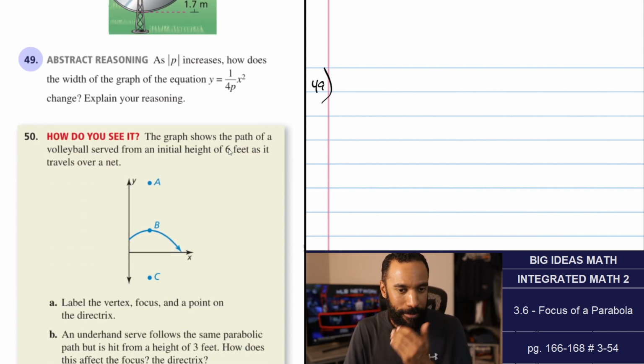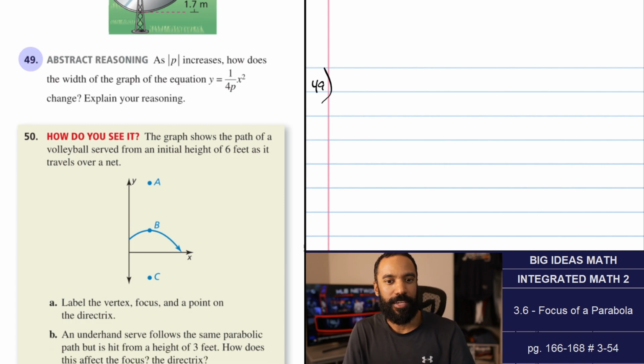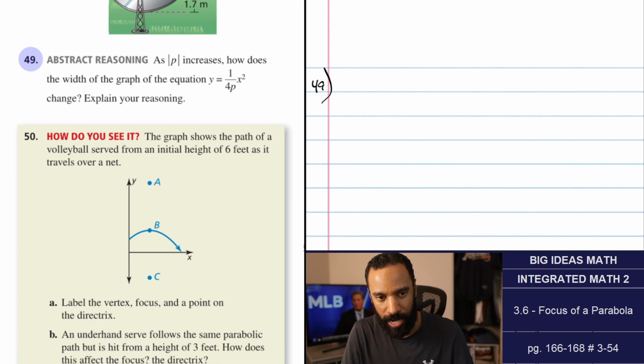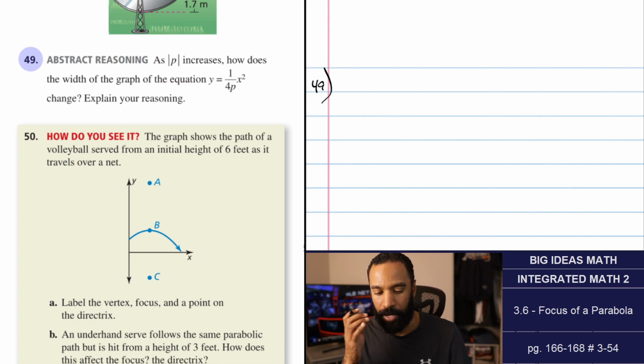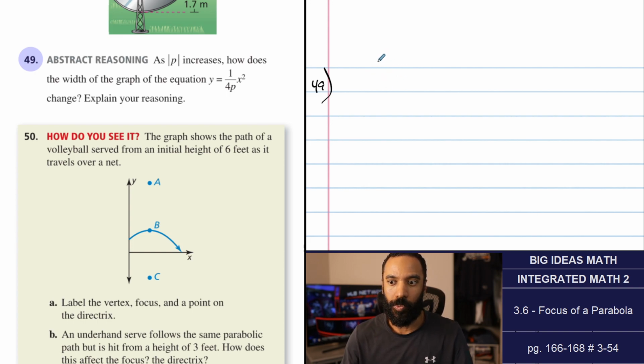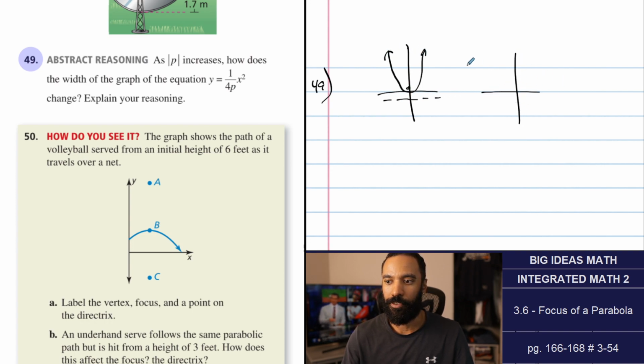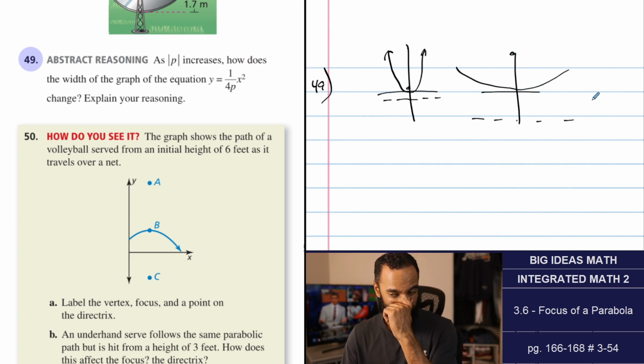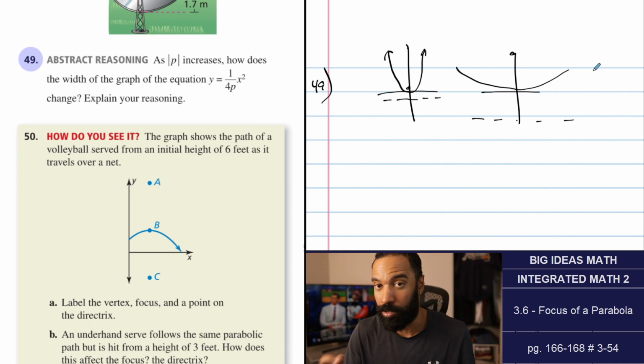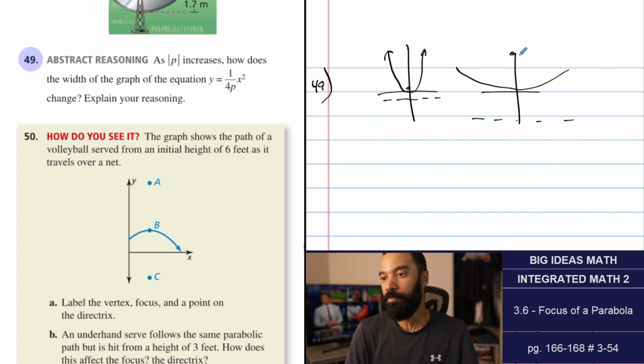Number 49, abstract reasoning. As the absolute value of p increases, how does the width of the graph of the equation y equals 1 over 4p x squared change? Explain your reasoning. Well, we've seen a bunch of graphs with this. As p gets larger, I can have a graph that looks like this, and your f and your p, or your f and your d are going to look like that. Whereas if your graph gets wider, suddenly this gets taller and this gets farther away. p is the distance from focus to vertex, focus to directrix.